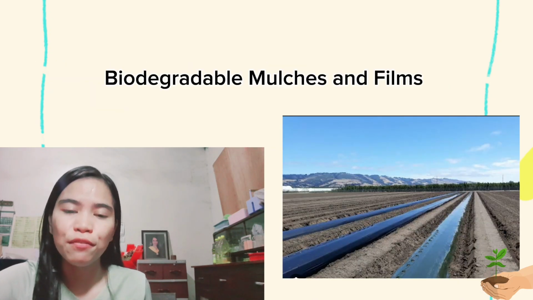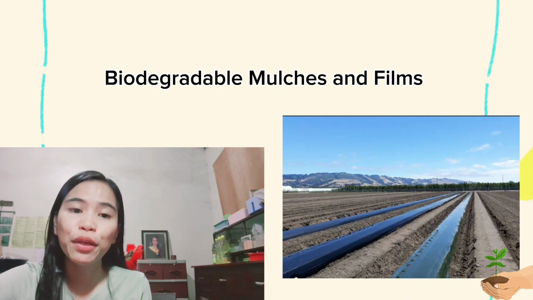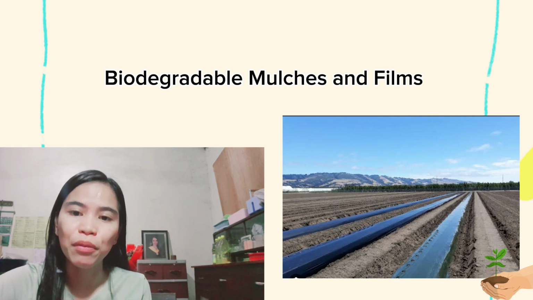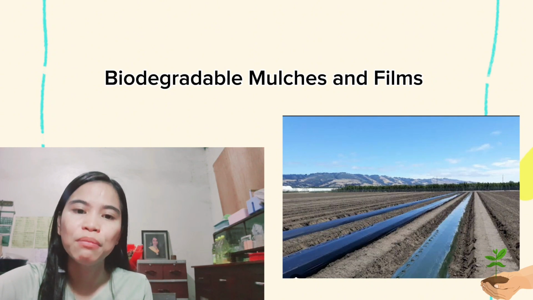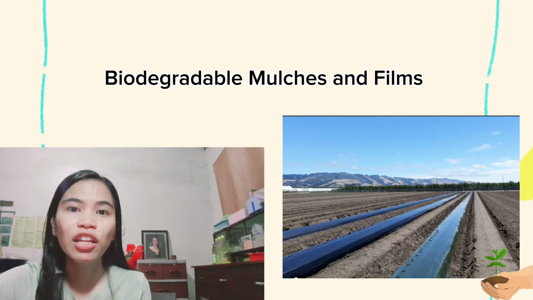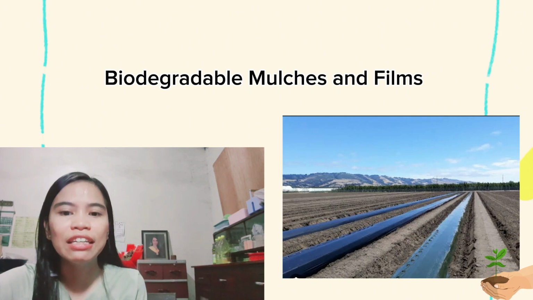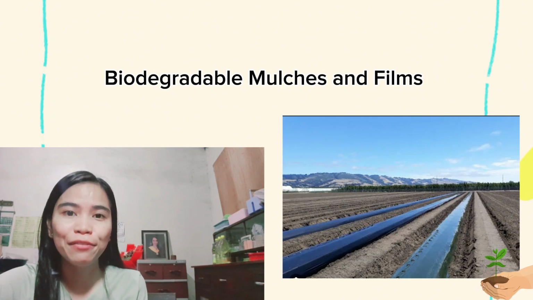Biodegradable mulches and films. So instead of using plastic mulches and films that contribute to plastic pollution, agricultural and biosystems engineers have developed biodegradable alternatives made from materials such as starch, cellulose, and bioplastics. These materials break down naturally in the environment, reducing the waste and potential harm to wildlife.